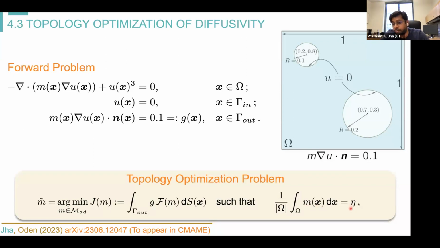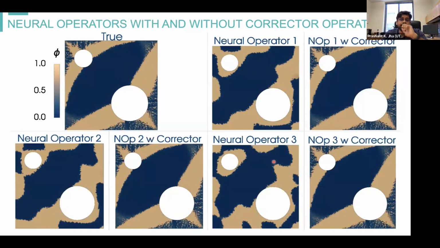So eta is some given number. On average, the optimized M should satisfy this constraint. So this is the optimization problem. I'm not going to go into detail on how I solve that problem. I provide complete details in the paper. And I'll spend some time going through this slide.